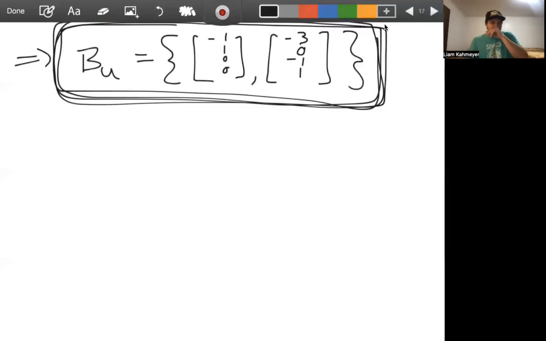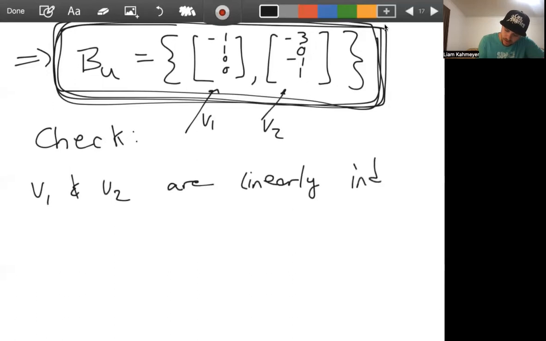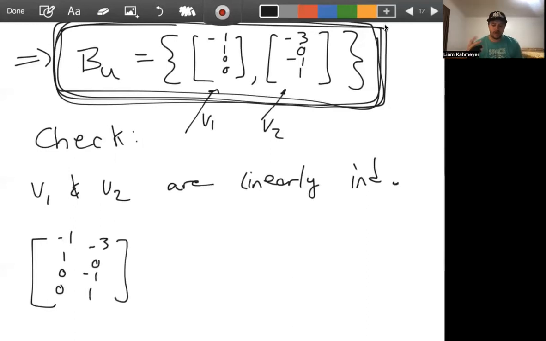Okay. So, maybe I'll leave this for you guys. So check that, I'll call this V1 and this V2. Check that V1 and V2 are linearly independent, right? Really, all you would need to do is set up -1, 1, 0, 0, -3, 0, -1, 1. Show that both columns are pivot columns, and then you're done.